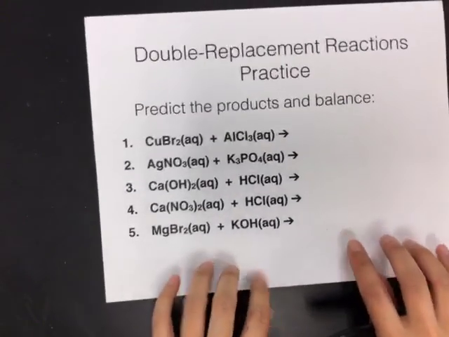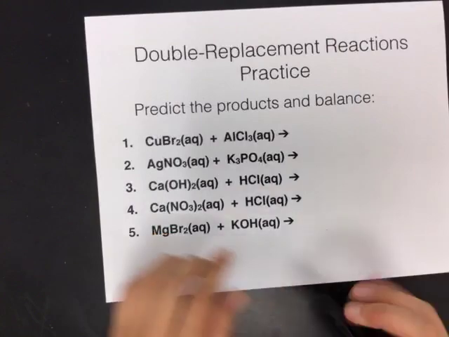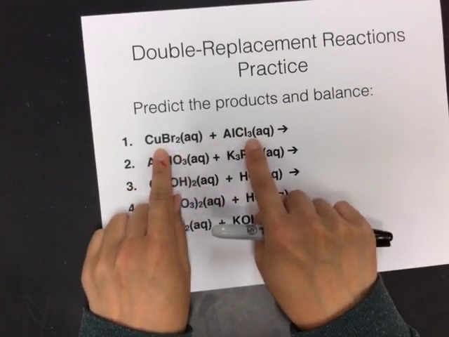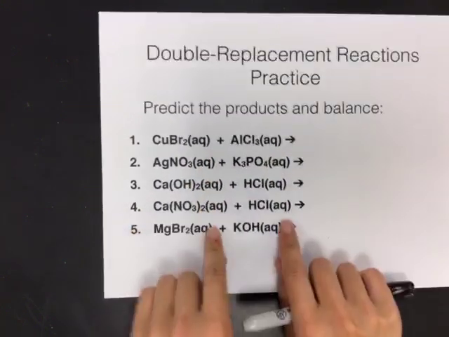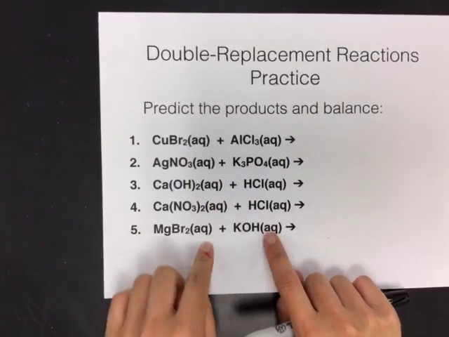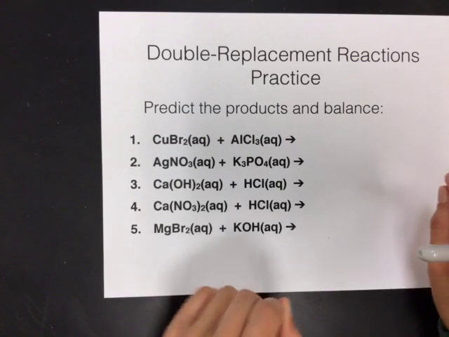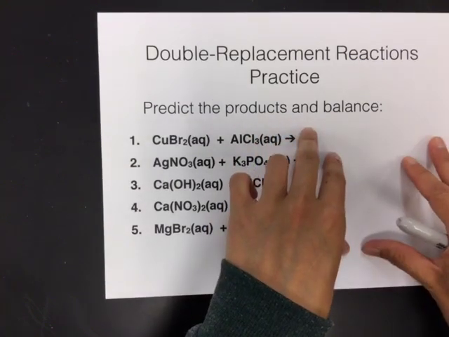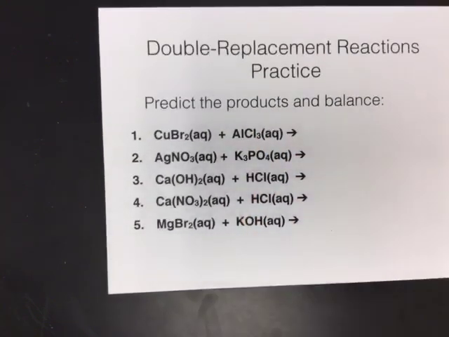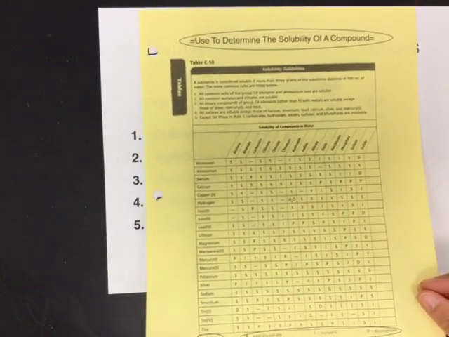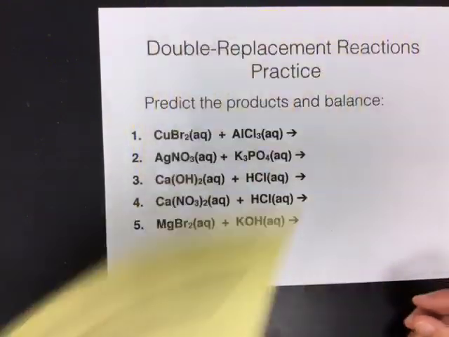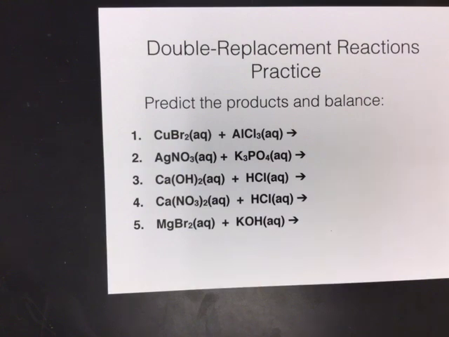All of these problems are double replacement, and we can see that it's a compound and a compound, compound and compound, and everything, notice, is aqueous on this side. So we're mixing two aqueous solutions and trying to figure out what the products are. Let's go ahead and try some of these. Again, you will need your solubility table in order to figure out if these reactions will happen or if there will be no reaction. So let's look at the first one.